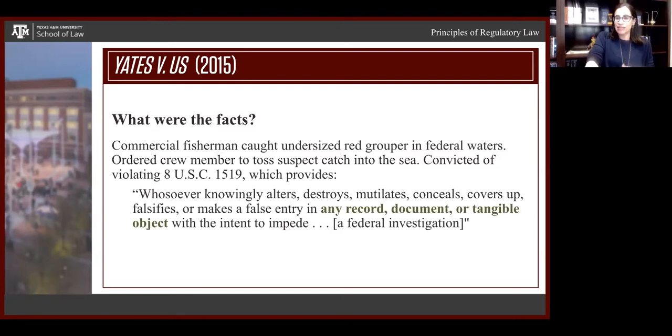An official got on the ship, saw that his fish were too small, and told him, when he docks, to make sure he doesn't do anything with that evidence. But what he did was he ordered his crew members to toss those fish that looked too small into the sea. And he was convicted of violating this federal criminal section, 18 U.S.C. 1519, which states, whoever knowingly alters, destroys, mutilates, conceals, covers up, falsifies, or makes a false entry in any record, document, or tangible object with the intent to impede a federal investigation violates the section.